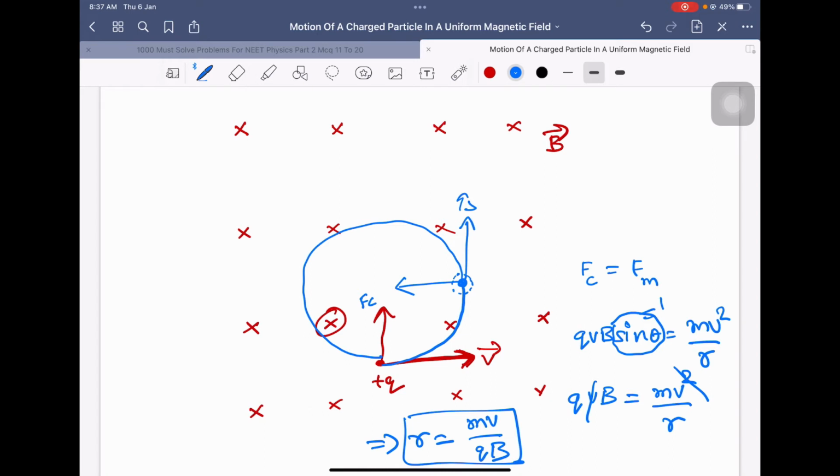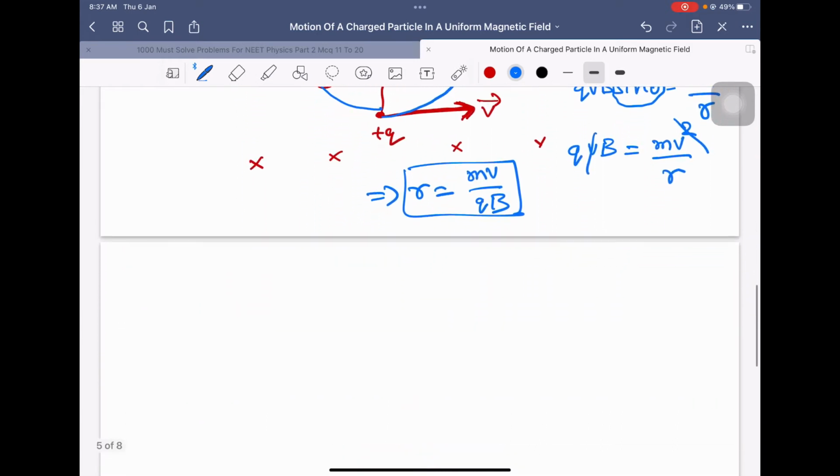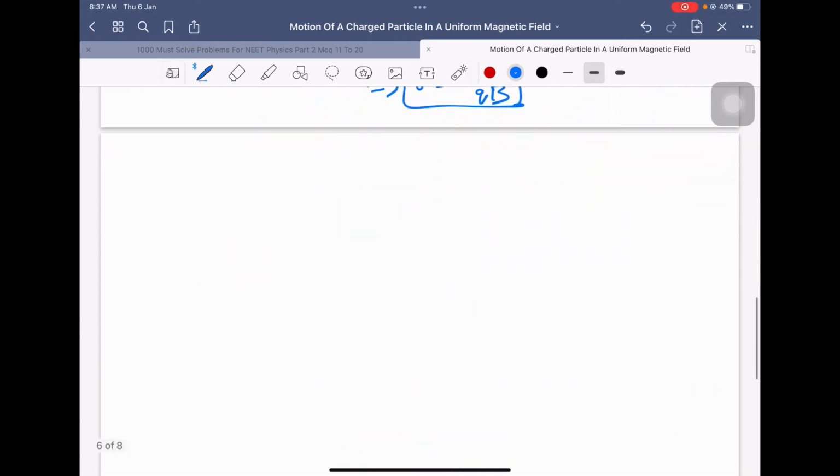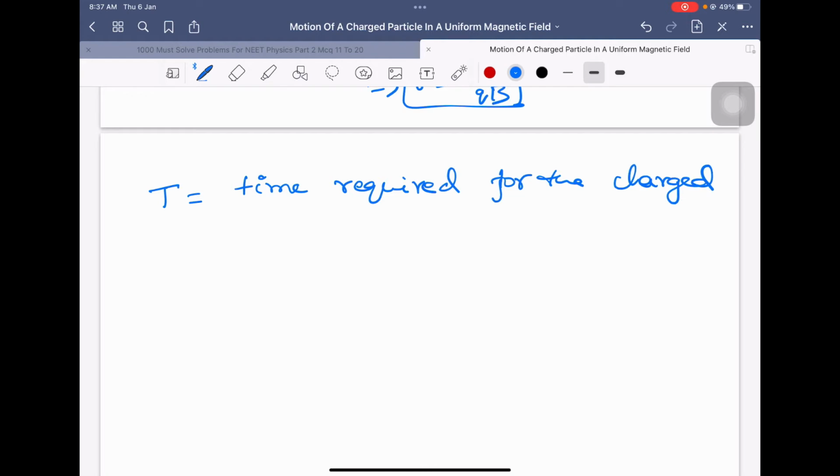Okay. Next, we can write the equation for time period of revolution. So what is time period of revolution? Time period of revolution means time required for the charged particle to complete one revolution.